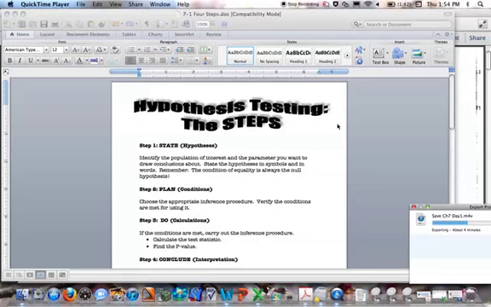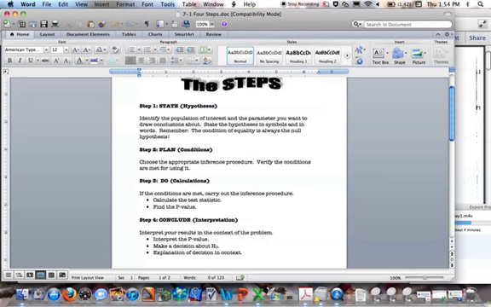All right, this is day 2. This is the sheet. Identify our population of interest and the parameter you want to draw a conclusion about. We're going to state the hypotheses in symbols and in words. What our conditions are. So we will choose the appropriate inference procedure and we'll verify conditions are met.